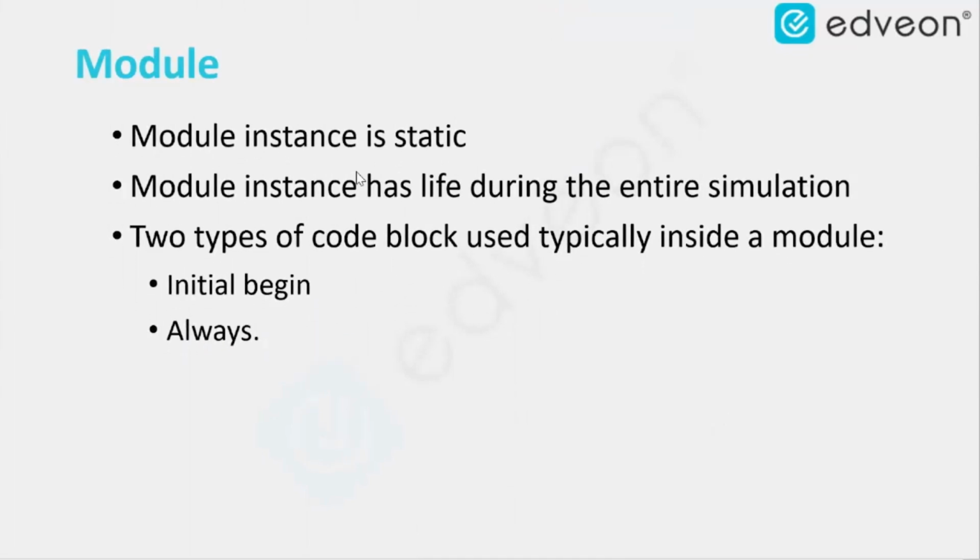Module instances are static. That is, once compiled and the simulation run starts, the modules remain and they have lifetime during the entire simulation. Also, all these modules which are instanced can be hierarchically accessed. All the signals or variables within can be hierarchically accessed also. Two major code blocks that we have in module is initial begin, which we saw in the previous slide, and always. We will look at always construct in subsequent chapters.